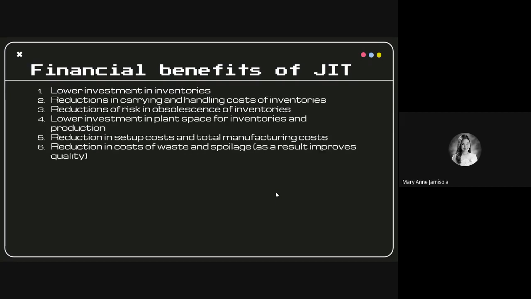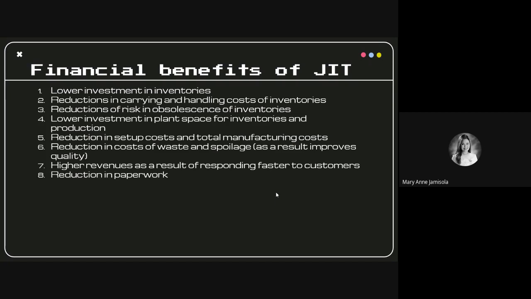Then there will also be reduction in the costs of wastes and spoilage. And as a result, this will improve quality. Then we can generate higher revenues as a result of responding faster to customers. There's also reduction in paperwork.